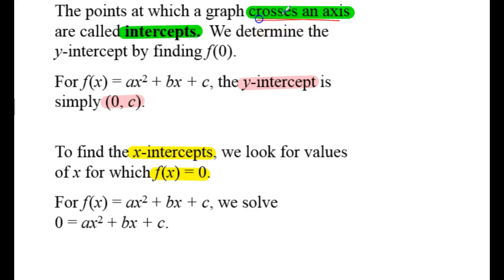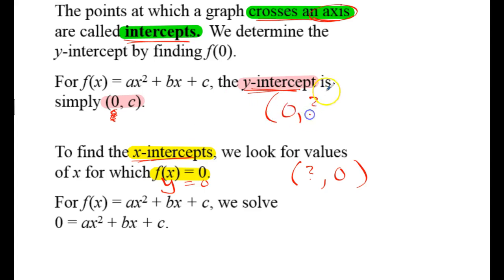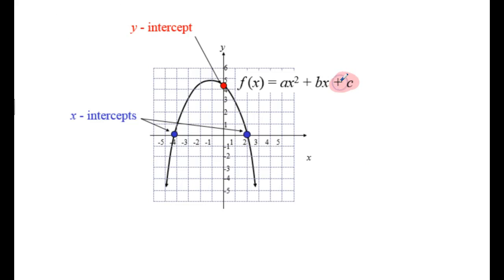Every time the graph crosses the axes, it's called an intercept. So we have y-intercepts and we have x-intercepts. To find a y-intercept, you let x be 0. To find an x-intercept, you let y equal 0. So this would be an ordered pair, something, comma, 0. This would be an ordered pair, 0, comma, something, but that something is always c in this form, where c is always the last number, as long as it's in that form. So the y-intercept here is 0, c.